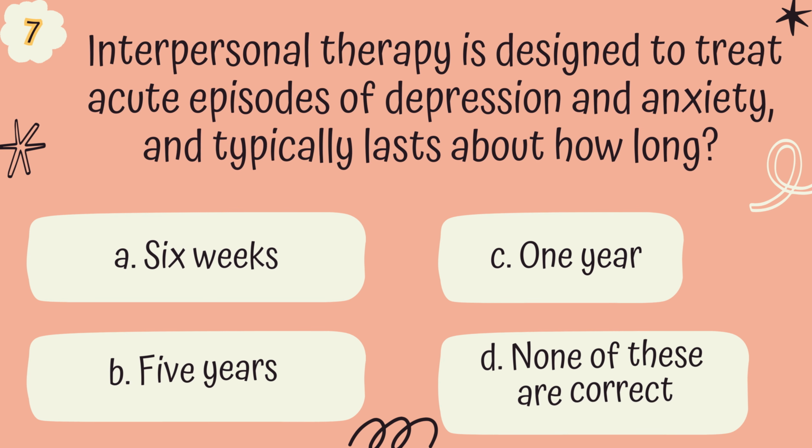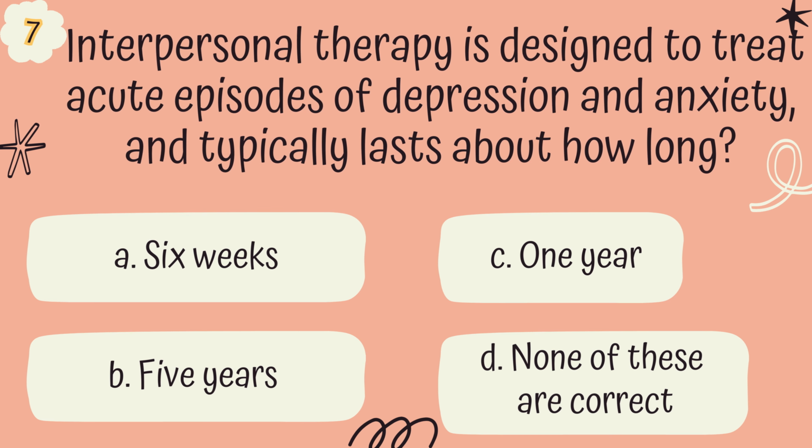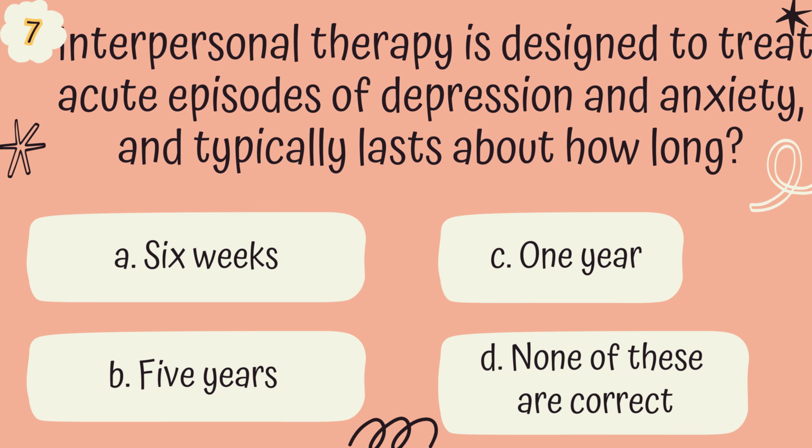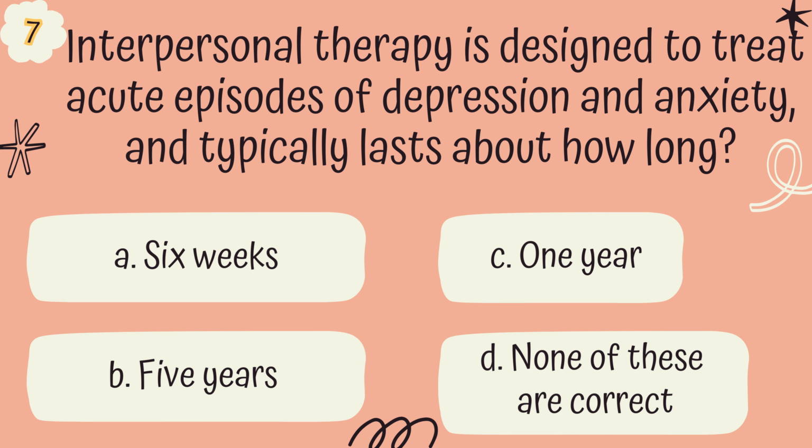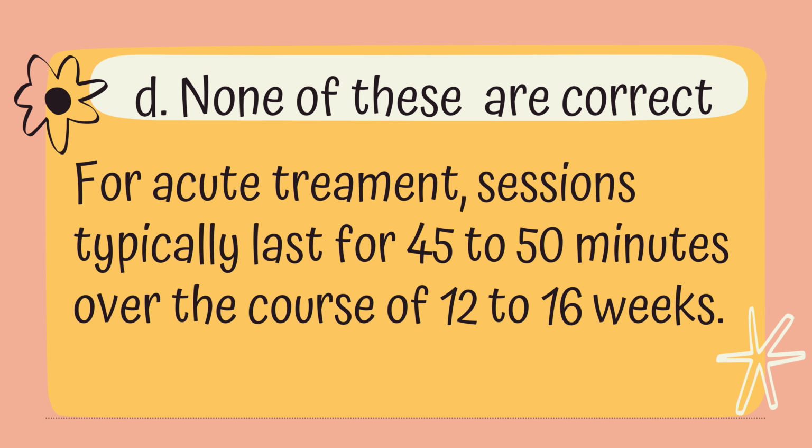Question 7. Interpersonal therapy is designed to treat acute episodes of depression and anxiety and typically lasts for how long? Is it A, 6 weeks, B, 5 years, C, 1 year, or D, none of these are correct? The answer is D, none of these are correct. For acute treatment, sessions typically last for 45 to 50 minutes over the course of 12 to 16 weeks.